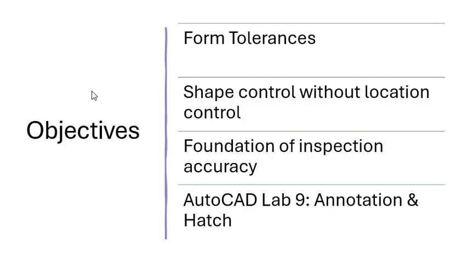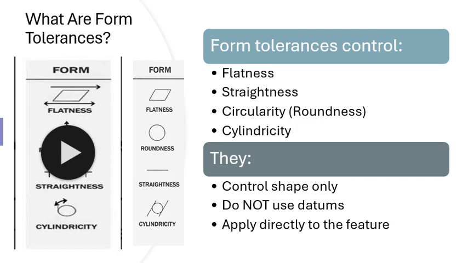So AutoCAD Lab 9 is what you're going to do, accompanying this lecture. And we will get into annotation and hatch. By the time you finish Lab 12, you should be able to draw everything that we cover in this course. So what are form tolerances?